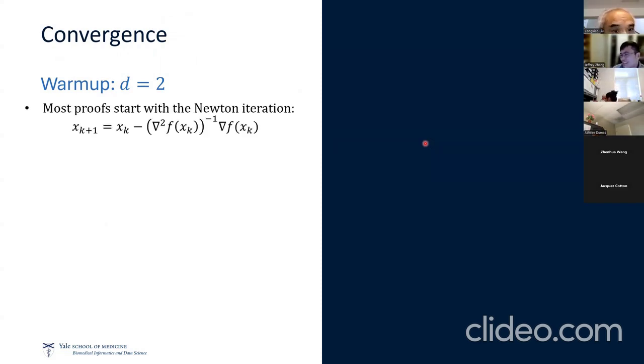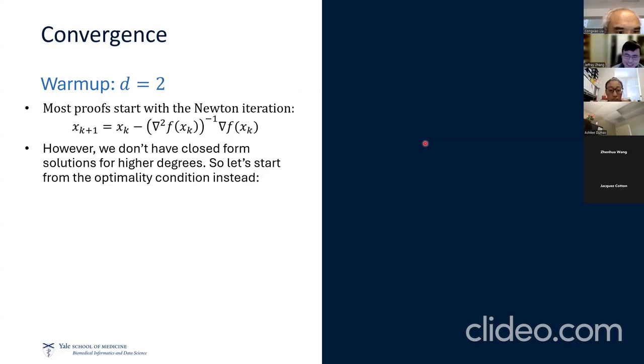So you start with the Newton iteration that looks something like this. And the reason I don't like this is because you would never really get to a proof for higher order Newton's method if you started with this. The reason is because you're not going to have a closed form solution if you're looking at higher degree polynomials. So instead, we're just going to start with the optimality condition. And this is just saying that the Hessian times x_{k+1} minus x_k plus the gradient equals 0.